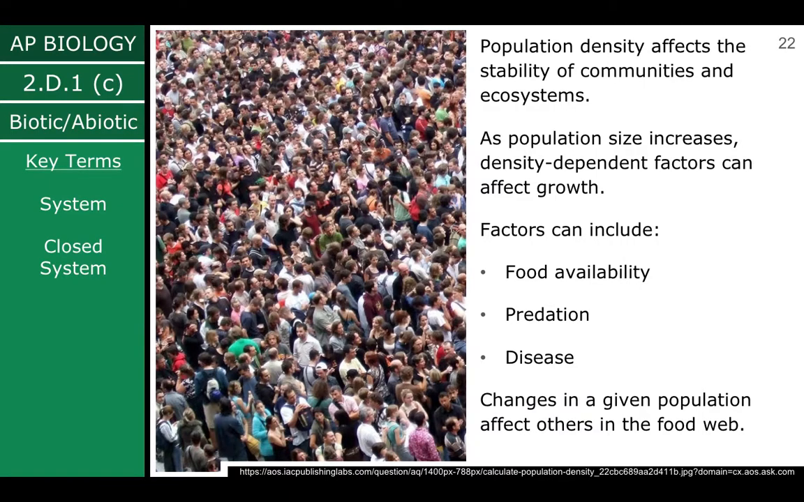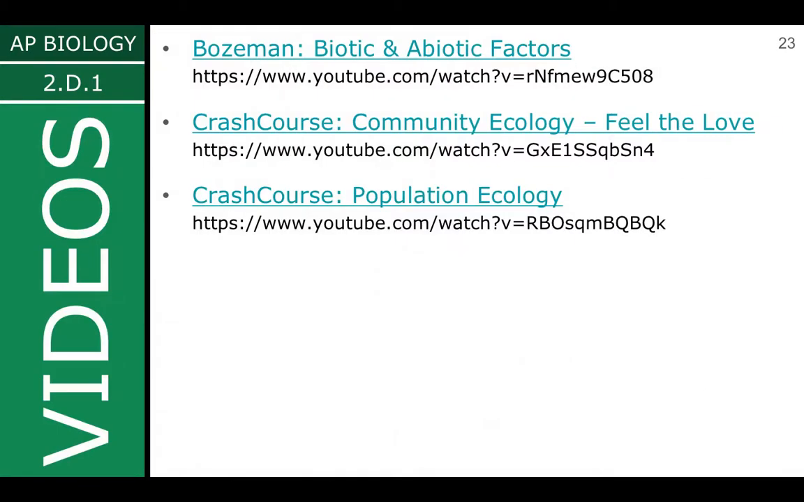Okay, population density affects the stability of communities and ecosystems. As population size increases, density-dependent factors can affect growth. So that can be food availability, predation, disease. Changes in a given population affect others, obviously, in that food web.